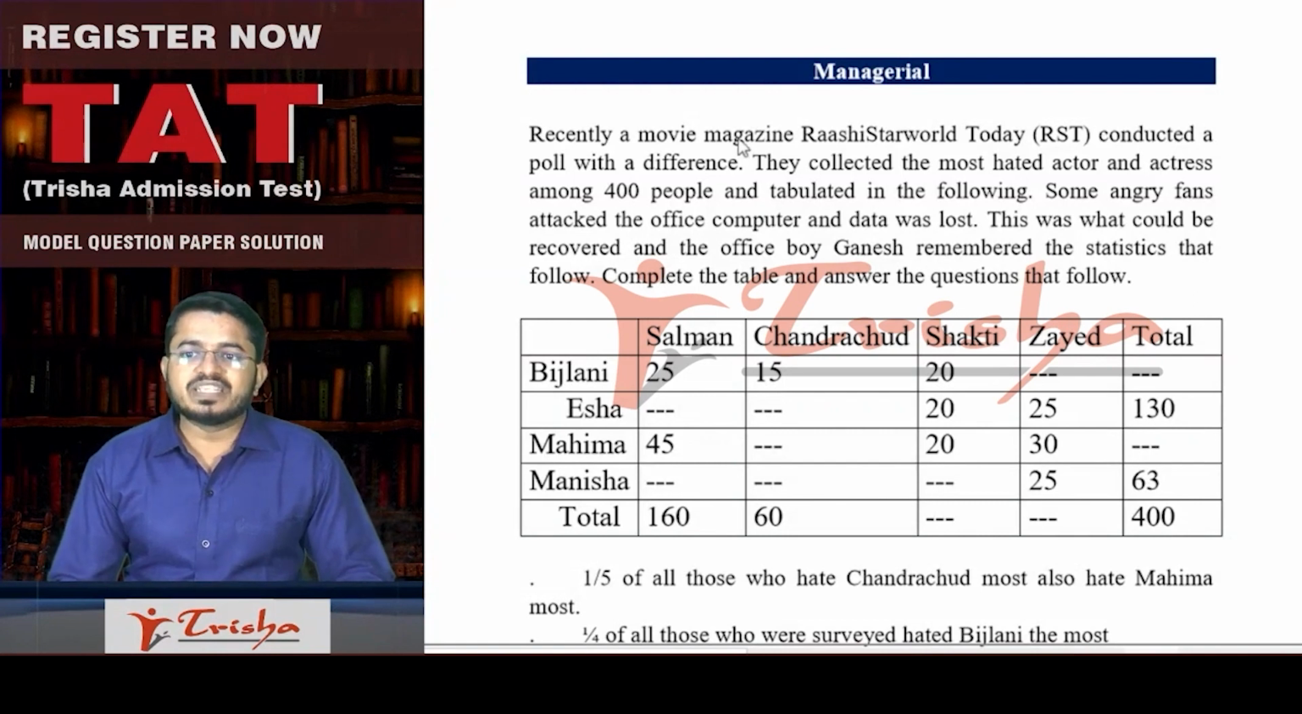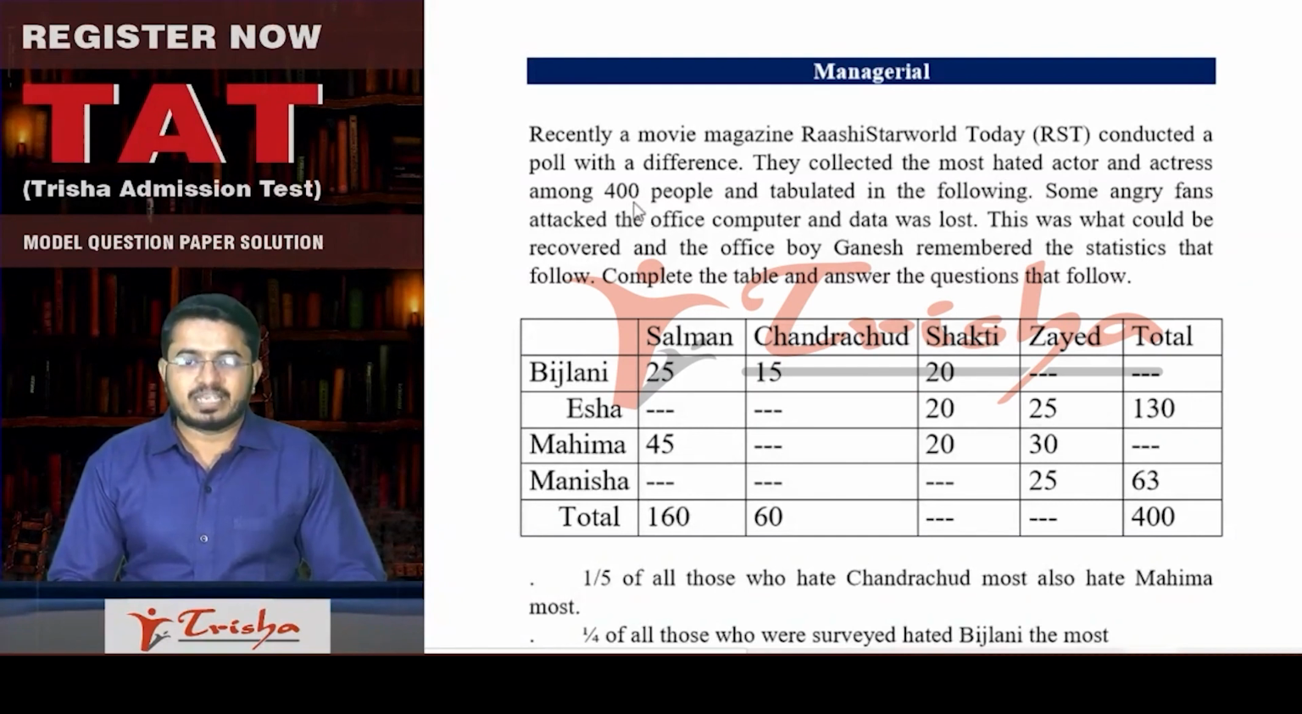Recently, a movie magazine, Rashi Star World Today, RST, conducted a poll with a difference. They collected the most hated actor and actress among 400 people and tabulated it in the following. Some angry fans attacked the office computer and data was lost. This was what could be recovered, and the office boy Ganesh remembered the statistics that follow. Complete the table and answer the questions that follow.